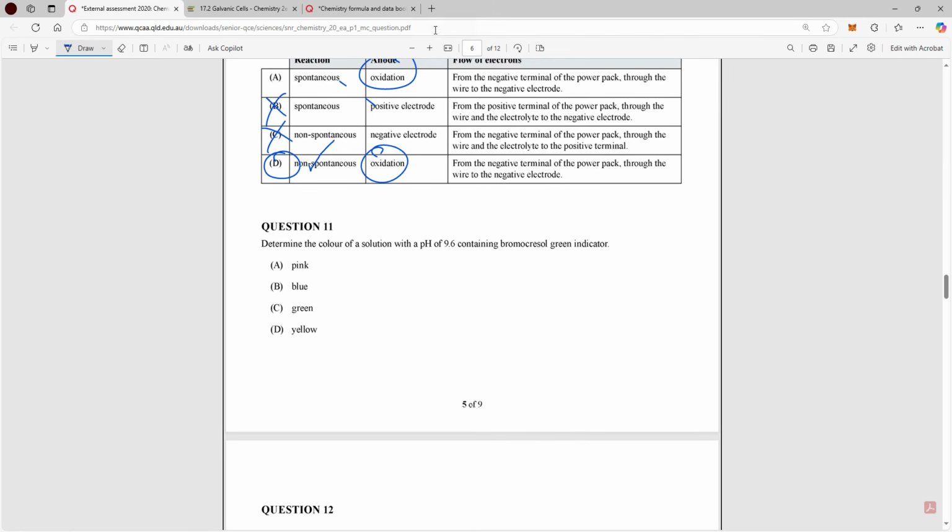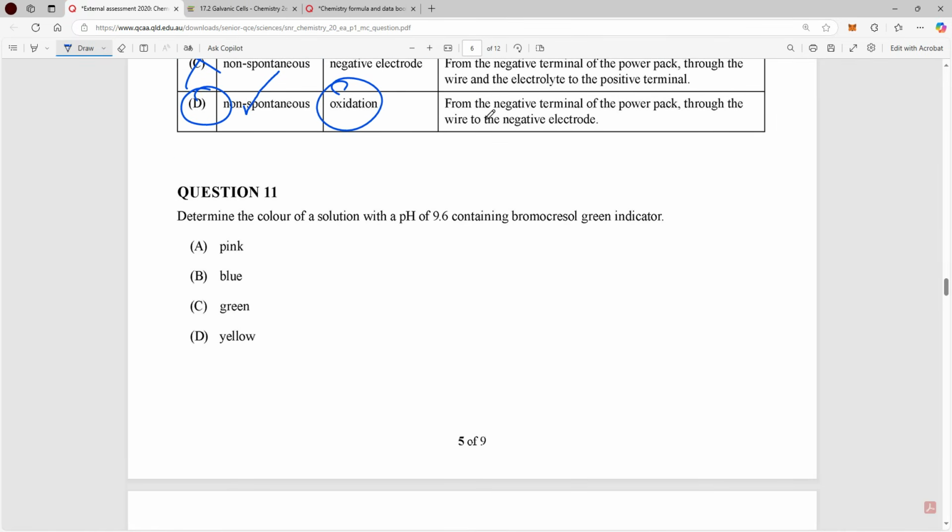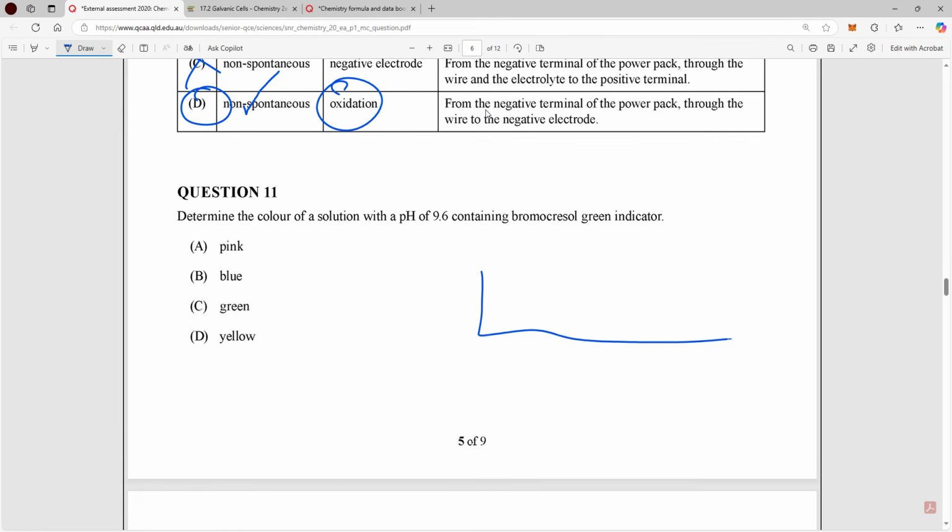Okay. Alrighty. Question 11. Now question 11 was another one that tricked me. But there's some tricks you can do with it. Determine the color of the solution with a pH of 9.6 containing bromo green indicator. So pretty much the way you've got to think about pH is you've got to actually know a little bit about the rainbow, okay? So the pH scale is 1 to 14, okay? Now, if you start the rainbow here, you have red here, and as it goes down, it gets more basic. So anything with a very red color is very acidic, okay?